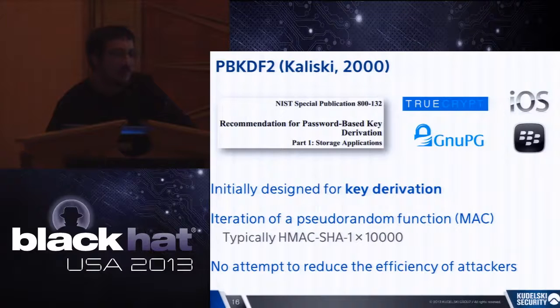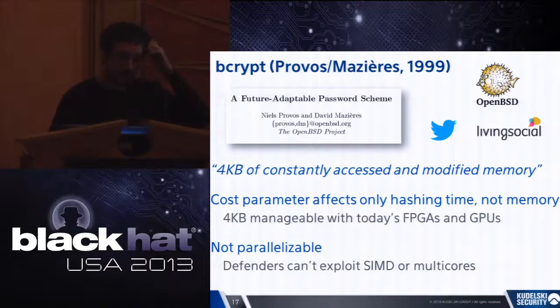But one problem is that it's extremely simple, but it uses no clever way to minimize the advantage of attackers. That's why some people designed bcrypt in 1999, and it was really the first attempt to make something against efficient attackers. They use 4K of memory, which is constantly accessed and modified. And the idea of the designers is to defeat the ASICs, so dedicated hardware fabricated especially to hack passwords.